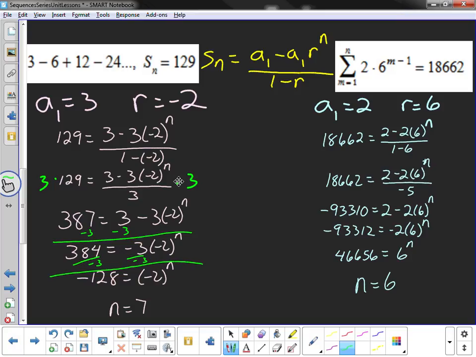I knew the 5th power was 32, so I went ahead and tried the 7th, and it worked when n was 7. So a negative 2 to the 7th got me to the negative 128. It was good. Kind of guess and check. Later on in the year, we'll figure out a shortcut for figuring that out.